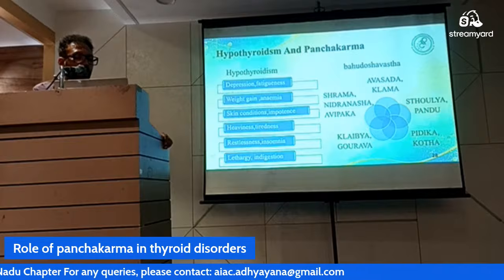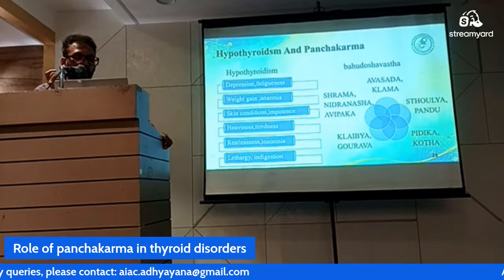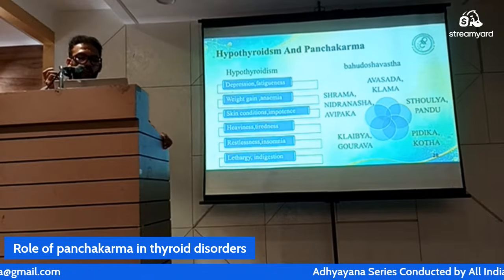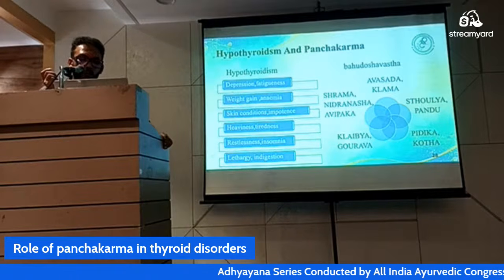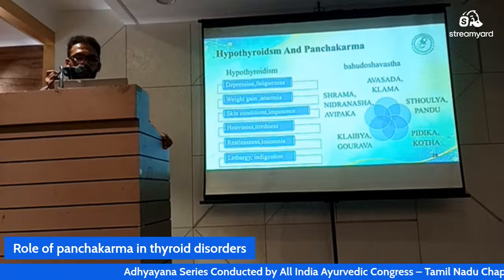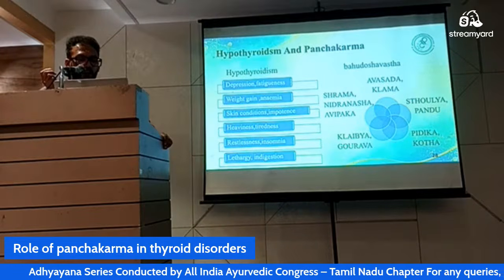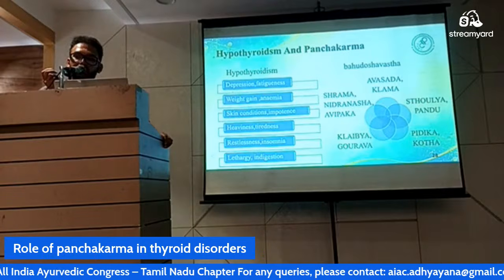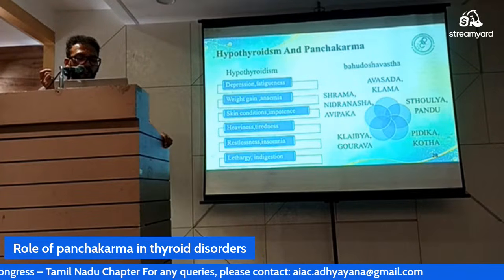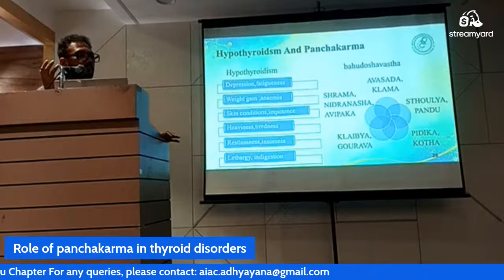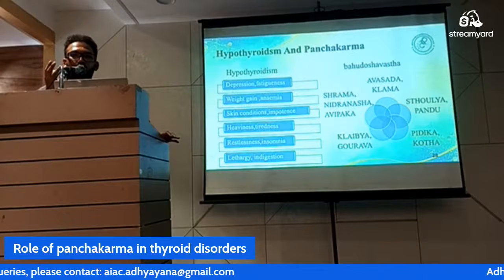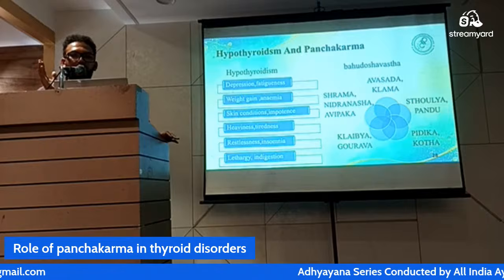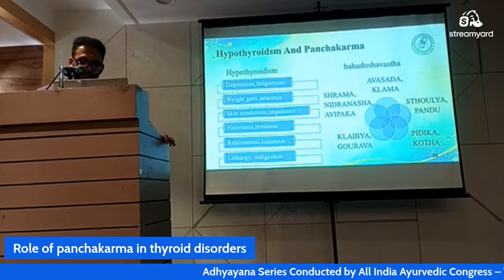So here we see Avasada and Klama, which correlates to depression and fatigue. Staulya and Pandu, which correlates to weight gain and anemia. Pidaka and Kota refers to all the skin conditions which occur. Klaibya and Gaurava refers to the heaviness and tiredness. Restlessness and insomnia, which indicates Shrama, Nidranasha, Avipaka. So all these conditions, if we see, hypothyroidism shows exactly what Bahudosha lakshanas are indicated. So it is directly indicated for Shodhana Karma.